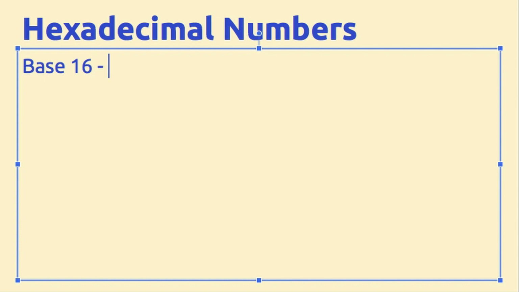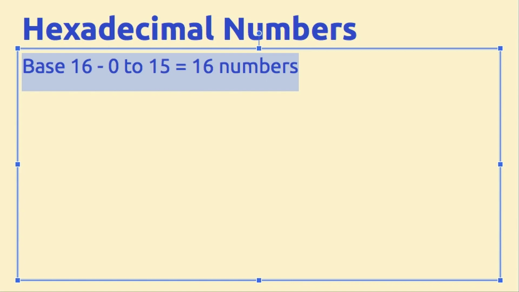So hexadecimal uses base 16. This is using numbers from 0 to 15, that's 16 numbers in total. Remember, you've always got to include the 0. So it's a bit like decimal. Decimal numbers go from 0 to 9, that's 10 numbers in total, or binary, 0 to 1, that's 2 numbers.